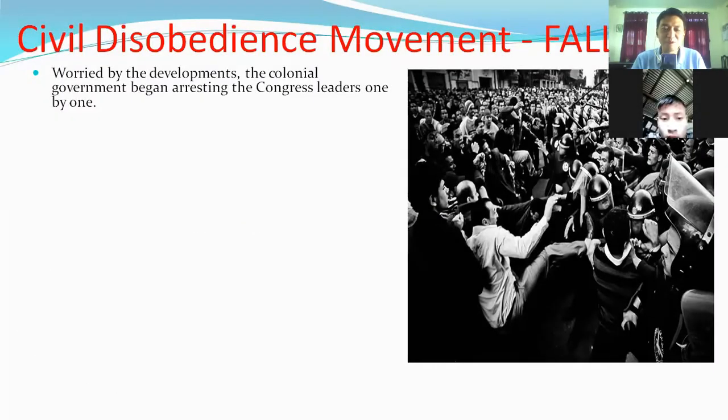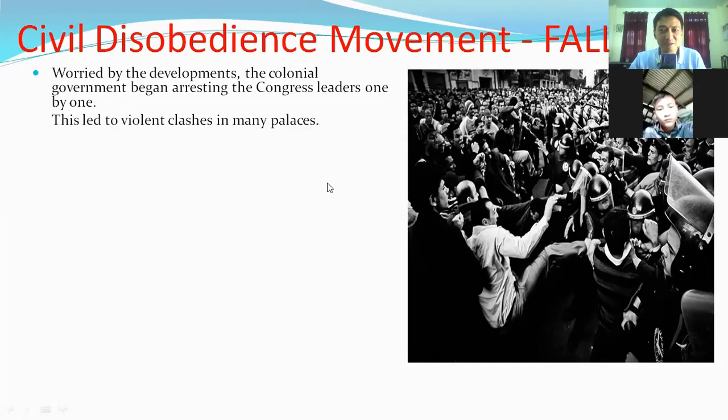The British were not going to just keep quiet and surrender. They began arresting the Congress leaders one by one. And slowly, all of them, including Gandhi, were also in prison. When the leaders are in prison, the followers are without any guidance, any leadership, so violence breaks out. What Gandhi didn't want to happen started to happen. Remember, he was a strong follower of non-violence. He did not compromise on non-violence.